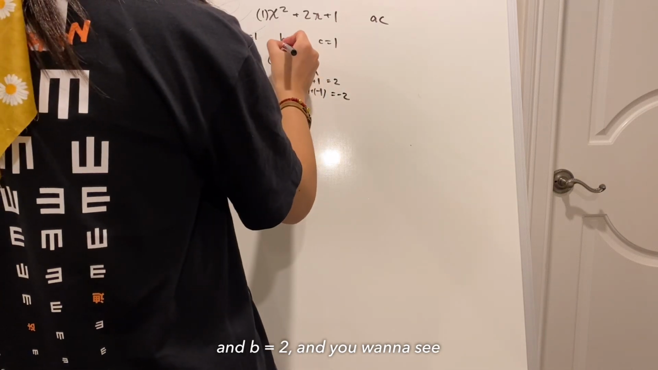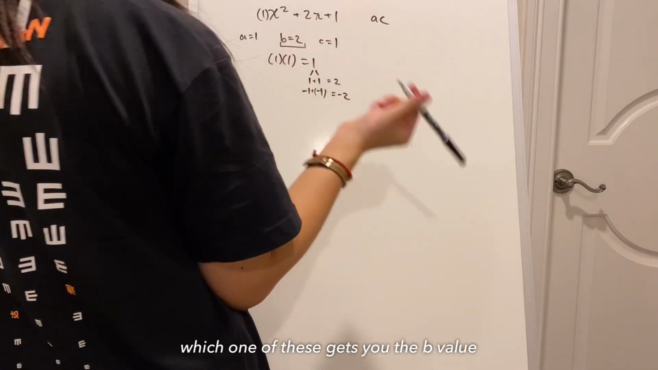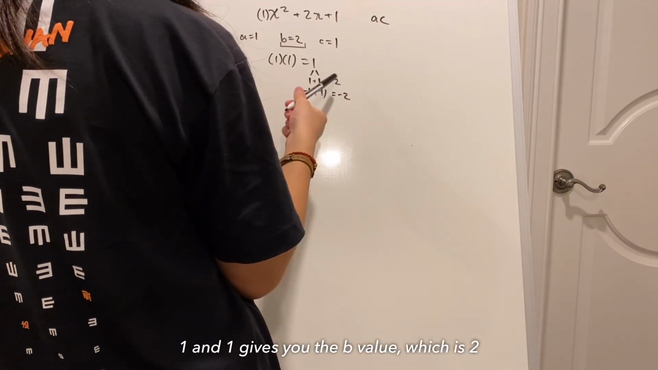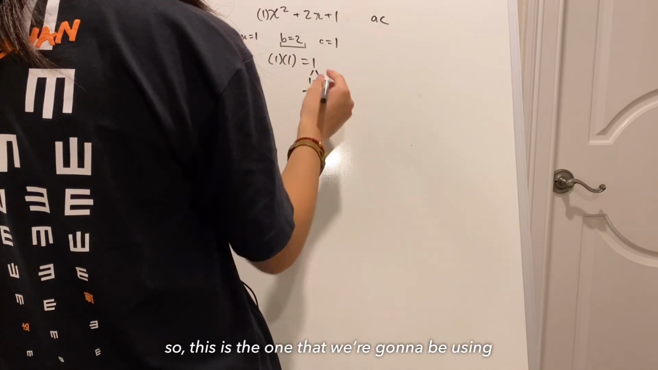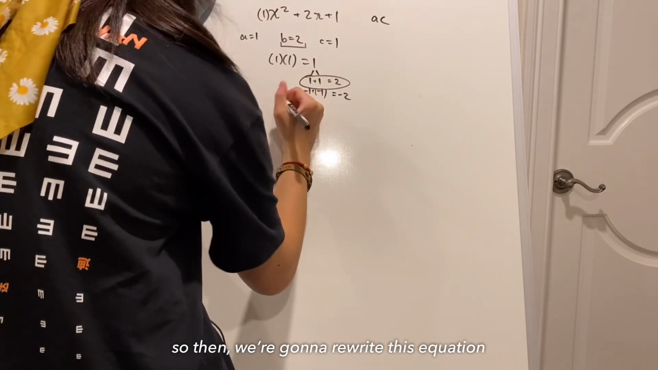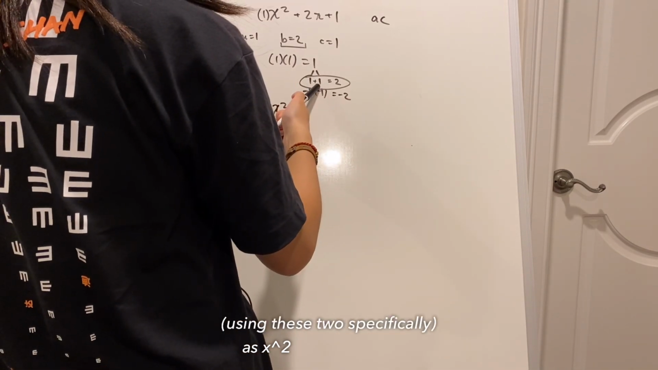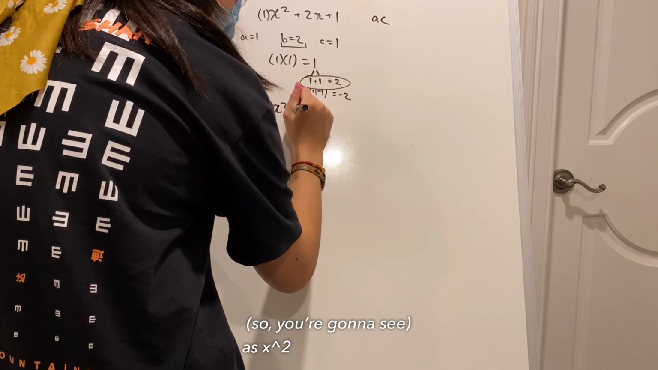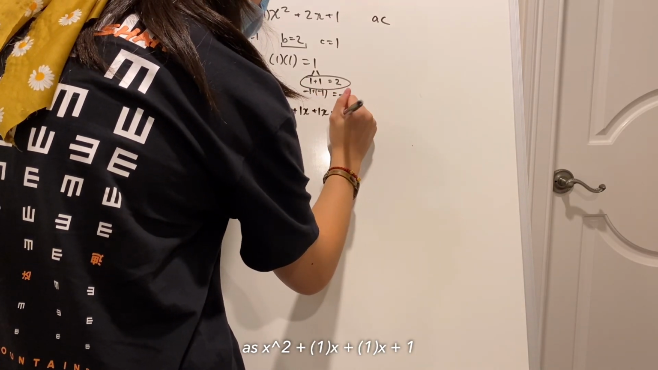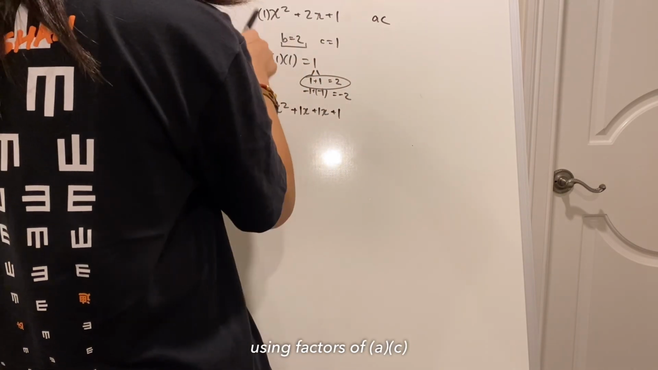And B equals 2. And you want to see which one of these gets you the B value. And as you can see, 1 and 1 gives you the B value, which is 2. So this is the one that we're going to be using. So then we're going to rewrite this equation as x squared, and then we're going to split up B using these two specifically. So you're going to say plus 1x plus 1x plus 1. So these two stay the same, but we just split B using factors of A times C.